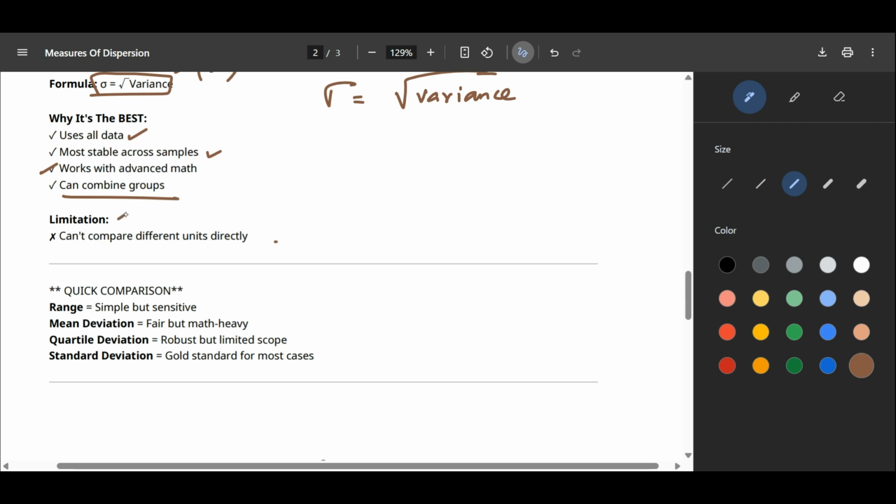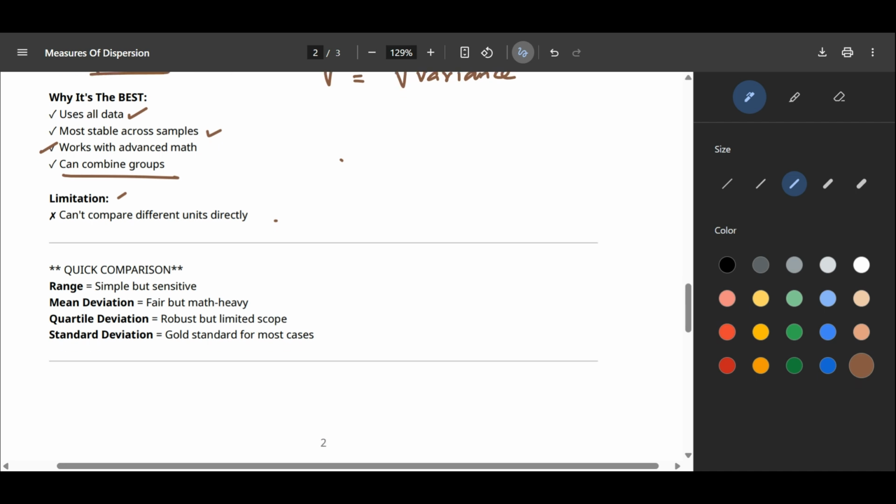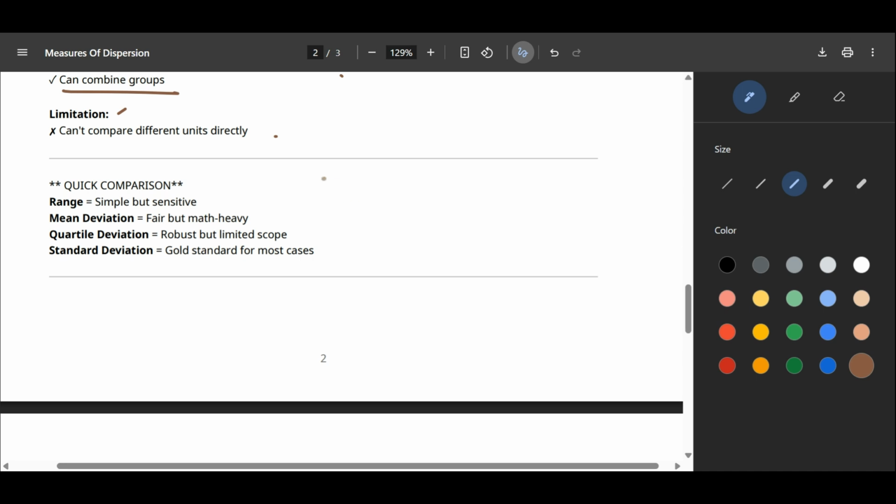For the limitation, just like other absolute measures, you can't use it to directly compare the dispersion of data sets that are in different units. You can't compare centimeters with kilograms. For that, you would use a relative measure like the coefficient of variation, which we'll cover in the next video. And yes, here you can see the quick comparison. I will upload the notes so you can study from there.